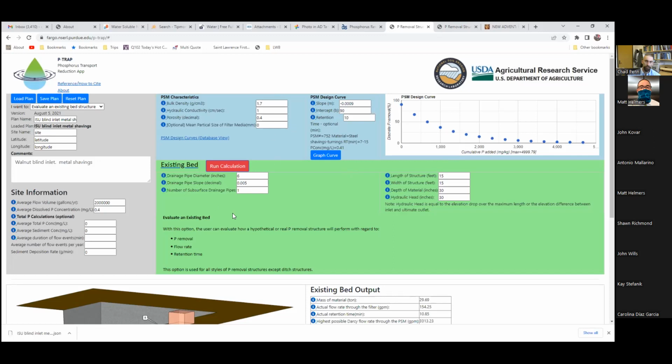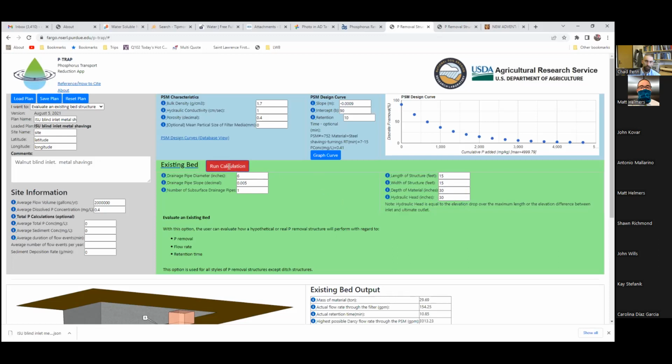This is our P removal curve, and we have our physical characteristics. In this bed, we know the size of it already. We know what pipe we have in it. Ultimately, the drainage pipe is restricted to a single 6-inch diameter pipe set to a certain slope. One of those pipes is what's restricting it. The bed is about 15 foot by 15 foot, and the media is approximately 30 inches deep. We have 30 inches of hydraulic head.